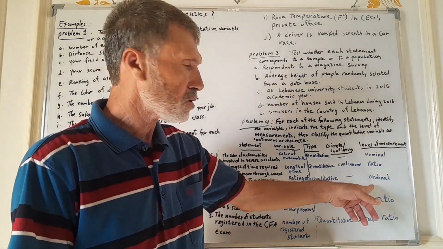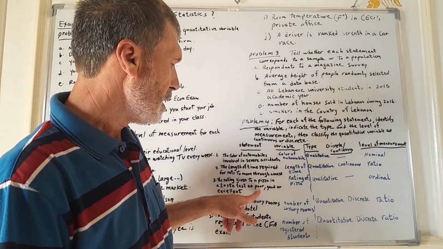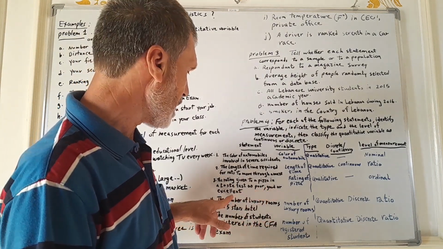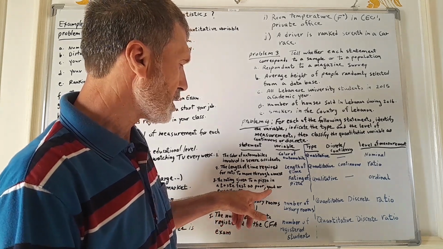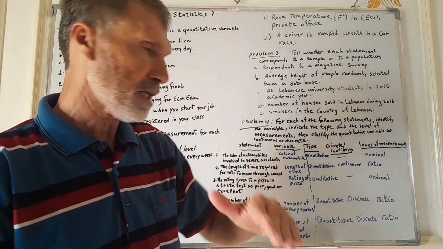It is, of course, ordinal. It is ordinal because poor is different than good, and good is different than excellent. Poor is lower than good, and good is lower than excellent. Therefore, there is a rating or ranking.